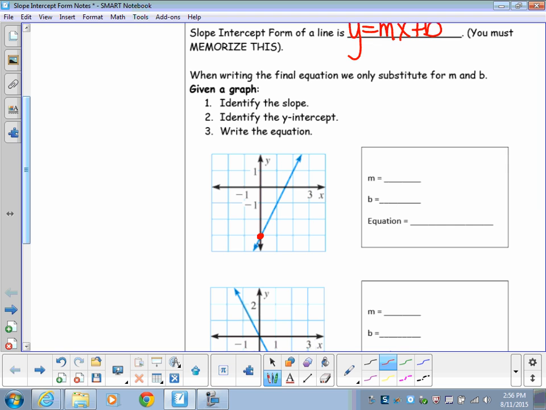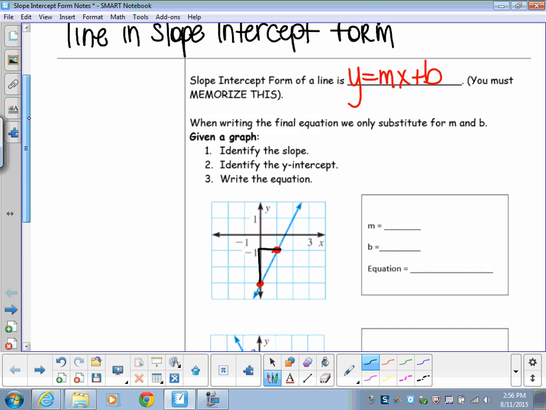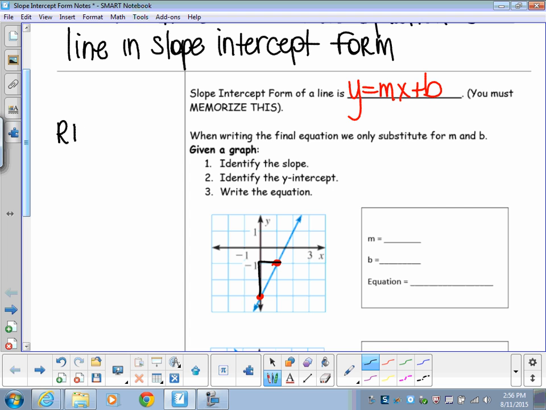And why are we finding these 2 points? So that we can do our rise over run. Our rise over run means what did I do to go from one point to the second? I rise and then I run. And that's what we're going to write down. Rise, and then we're going to write run.